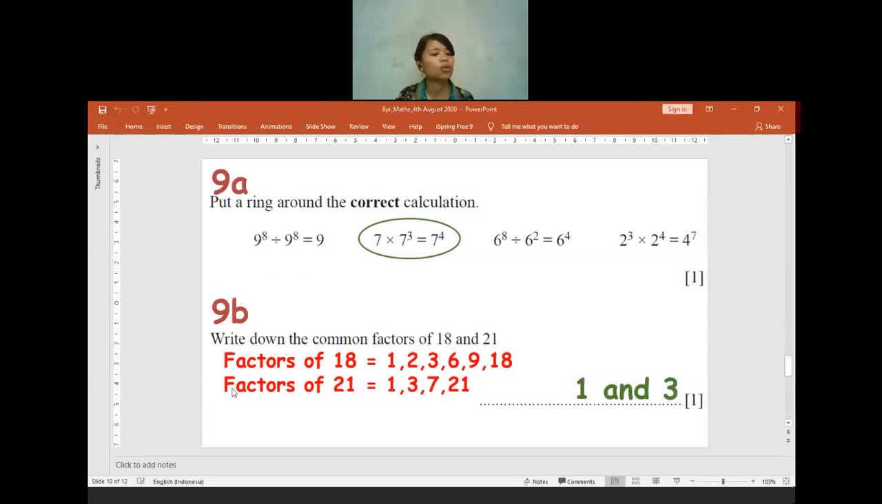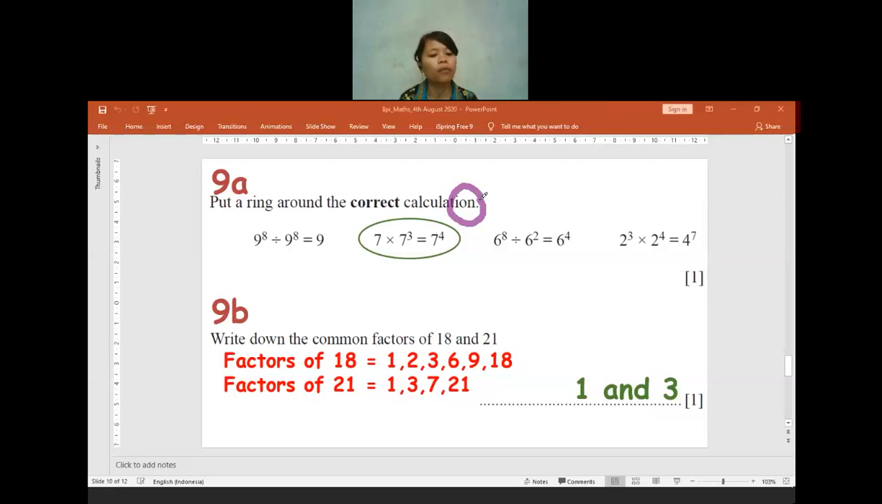Now I will continue to question 9a. Put a ring around the correct calculation. It says correct calculation, without an s, so I have to put one circle on only one calculation. It will not be 2, it will not be 3, I will never put a circle on all of them. No, because it's only the correct calculation, only one answer.